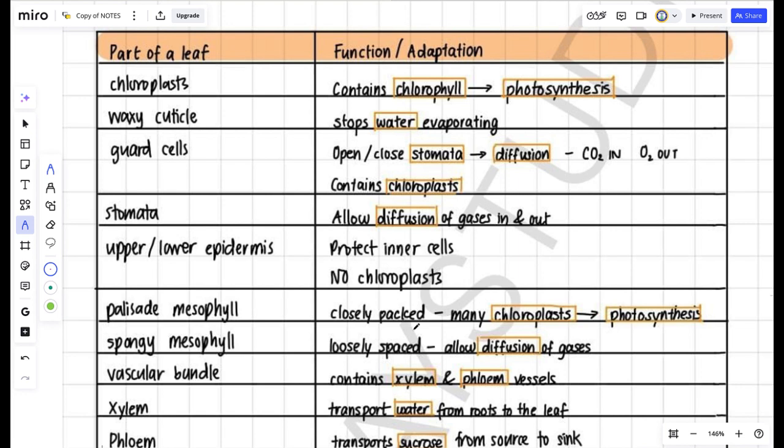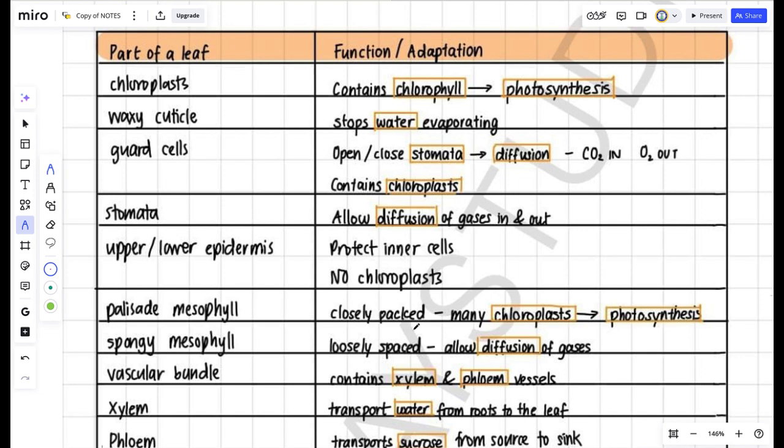Now let's take a look at the next one, the waxy cuticle. Like the name, waxy, anything wax like candle. It's like a waterproof. It stops water from evaporating from the top of the leaf easily. It's like a seal, a cellophane. Evaporation will only happen from the stomata, the bottom side of the leaf. The reason why the God of creation put the wax on the leaf is to prevent the water from escaping from the leaf, because if the water is escaping, photosynthesis cannot take place easily.